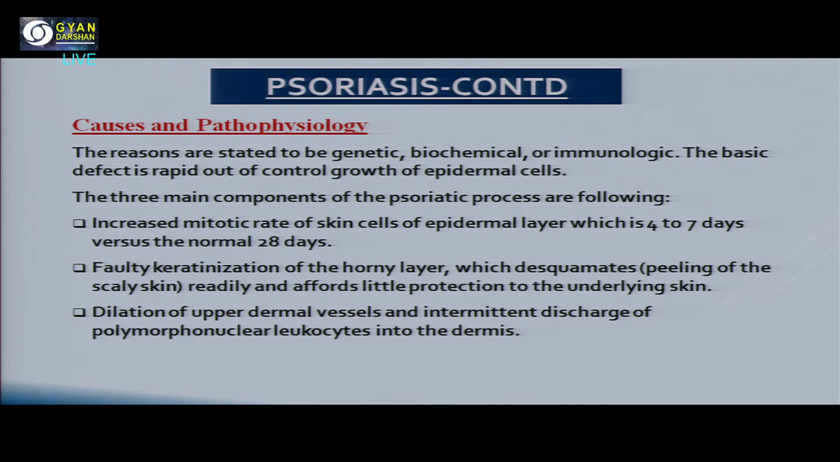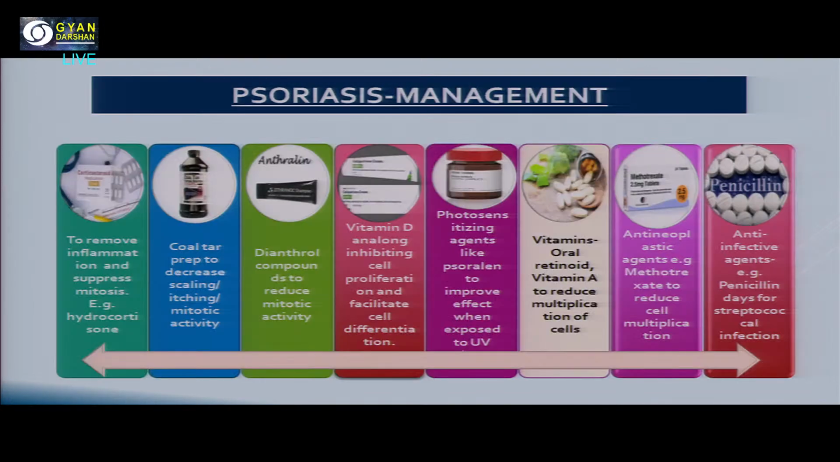Usually for normal skin, keratin deposition occurs in the skin. But in this case, there is faulty keratinization. More and more keratin gets dumped into the skin, causing the formation of the scales. There is a dilation of upper dermal vessels and intermittent discharge of various leukocytes, which causes an inflammatory response.